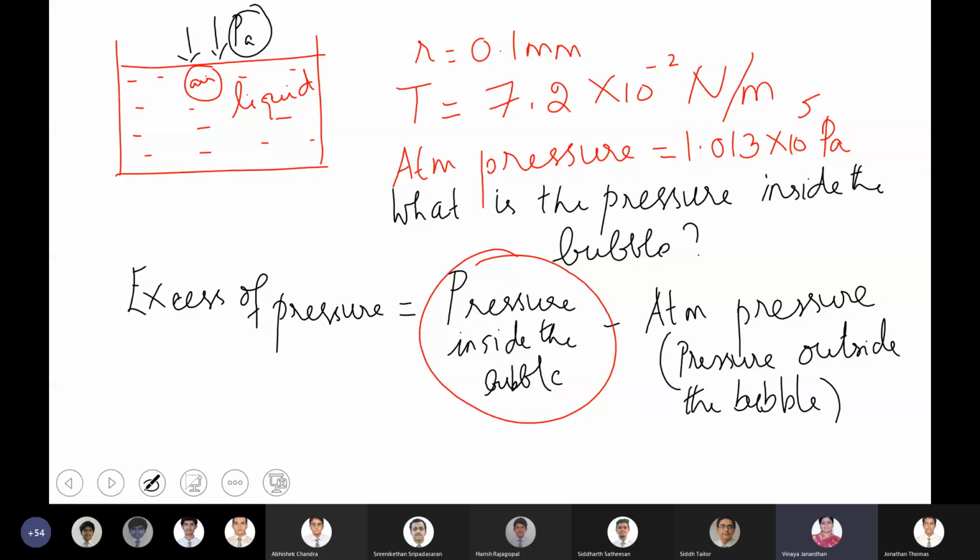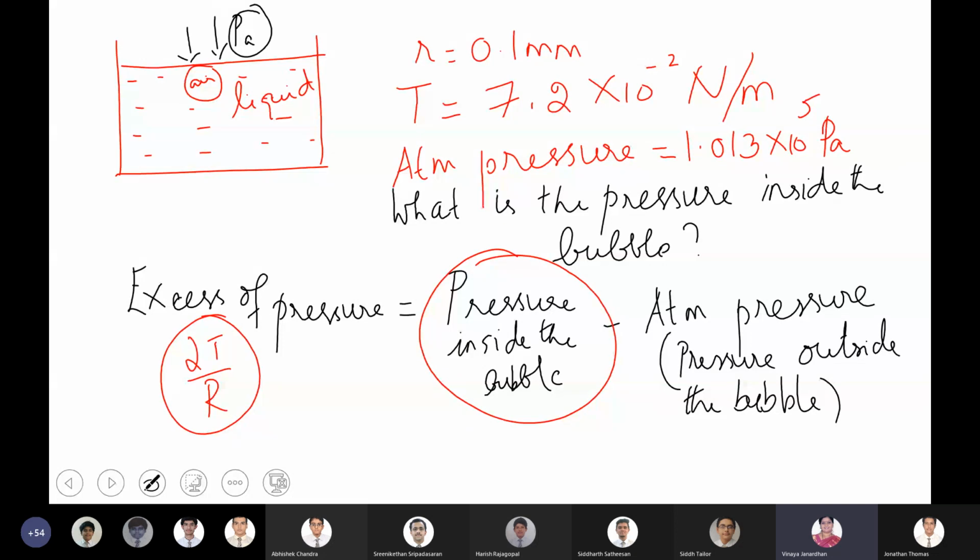So the formula for your excess of pressure will be 2T divided by R. If it has 2 free surfaces, then it will be 4T divided by R. Boys, in such numericals, you should be very, very careful about how many free surfaces there are. If you make an error, the entire numerical goes wrong. So you have to be very clear, boys.